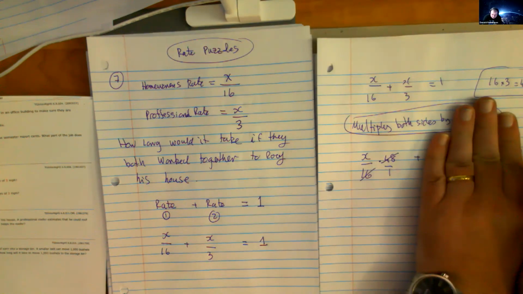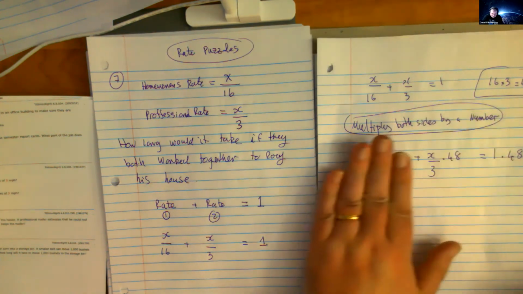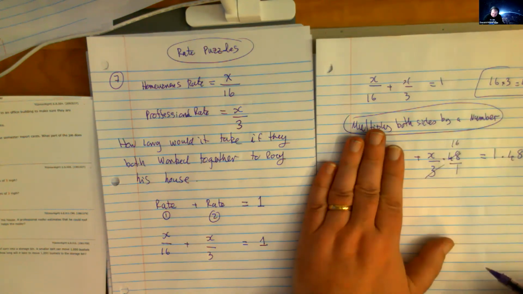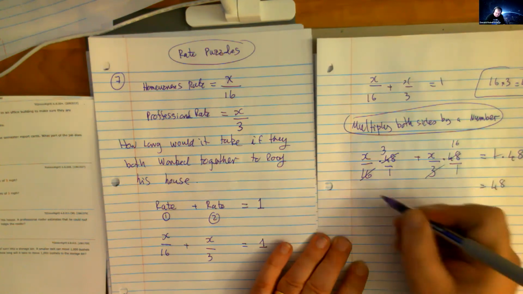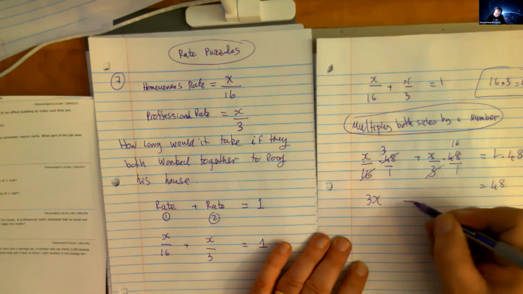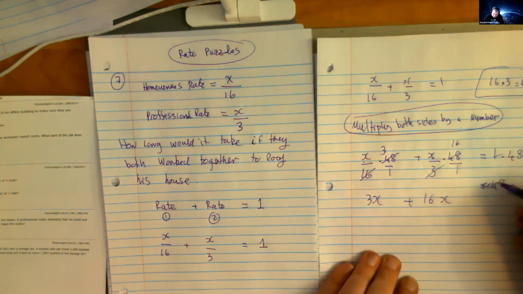Can I count? 16. What's that, 3? Yes, it's 3 times. Suppose I do this one. Oh, 16 times. And this guy, 48. So 3 times x gets you 3x. 16 times x gets you 16x. And it's equal to 48.